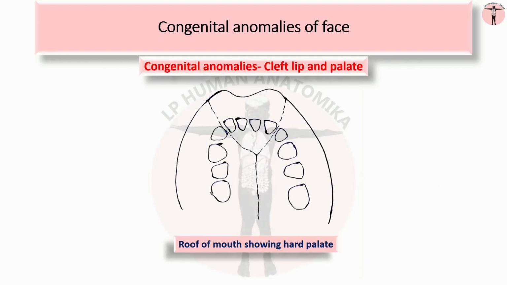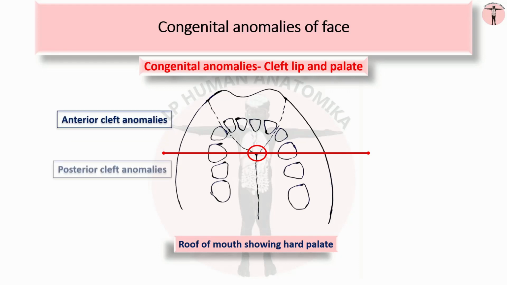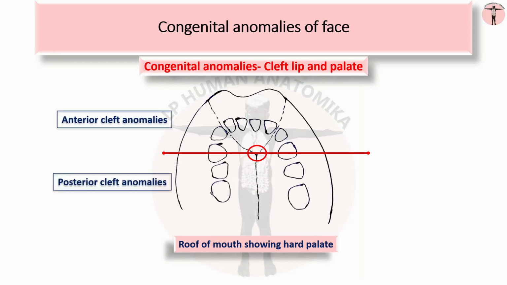Cleft lip and cleft palate. They are the most common defects that result in abnormal facial appearance and difficulties with speech. The incisive foramen acts as a landmark and divides the palate into anterior and posterior parts. Based on this, the cleft anomalies are classified as anterior and posterior cleft anomalies.